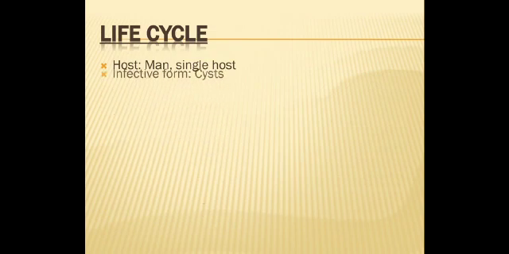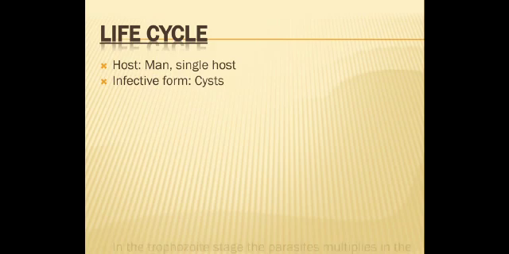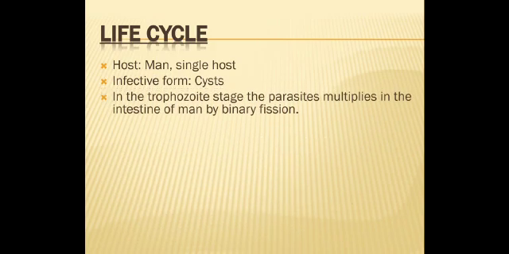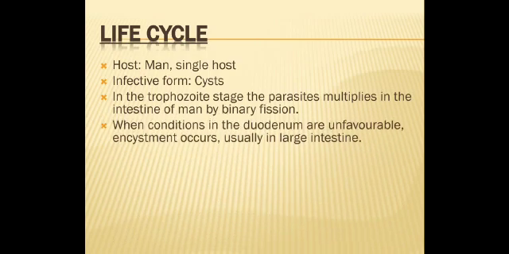Now, life cycle of Giardia. Host is human host, single host. So the encystation and excystation occur in the human host only. The infective form to humans is the cyst. In the trophozoite stage, the parasite multiplies in the intestine by binary fission, and encystation of the trophozoite occurs and cysts are passed out.